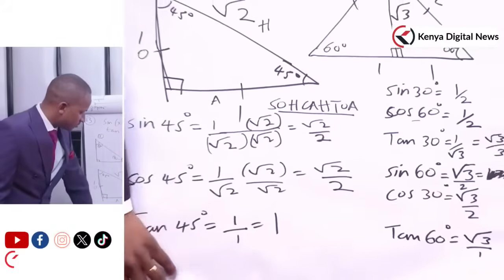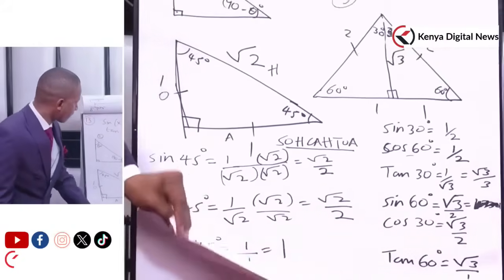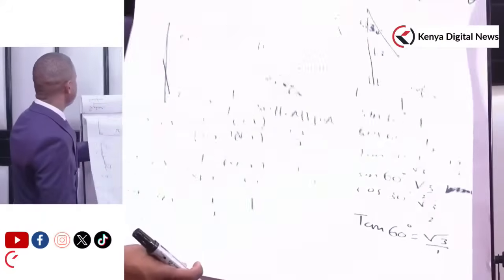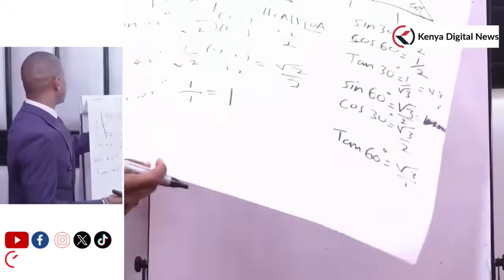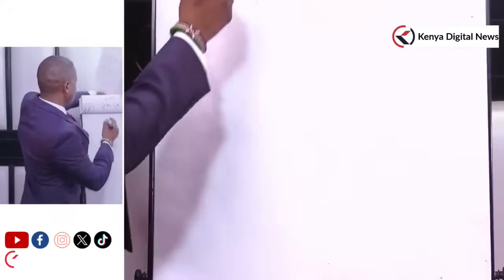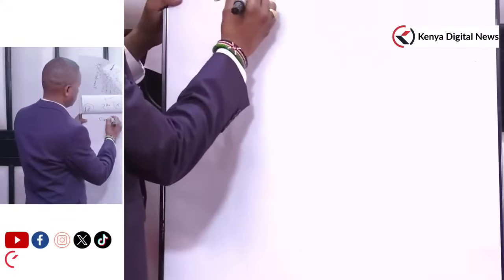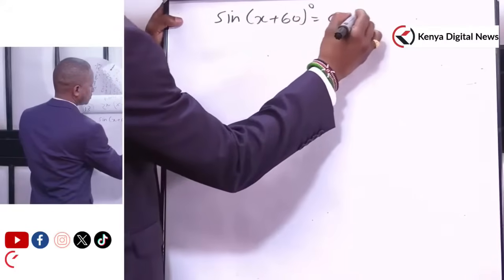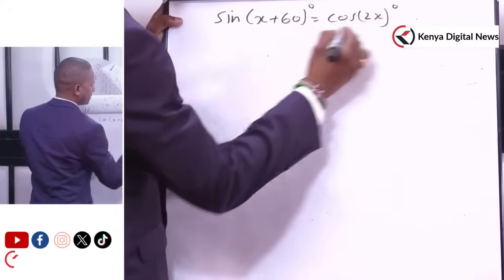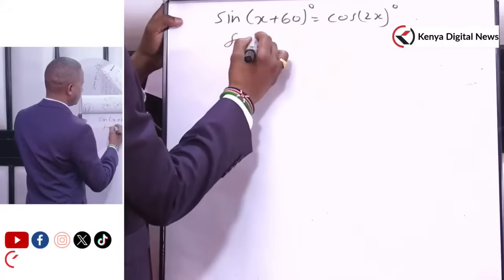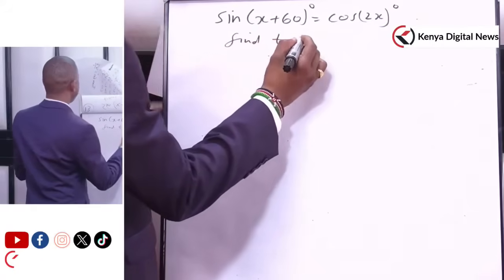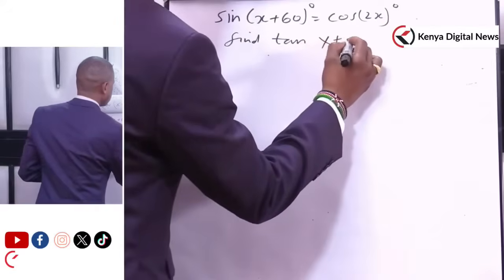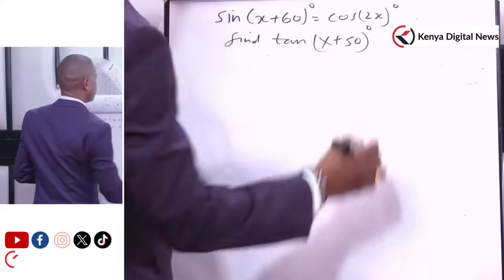Now, what does our question say? Our question says sine of x plus 60 degrees equals cos 2x degrees. When you are told to find tan of x plus 50 degrees.